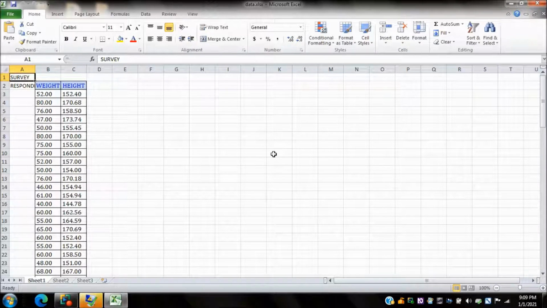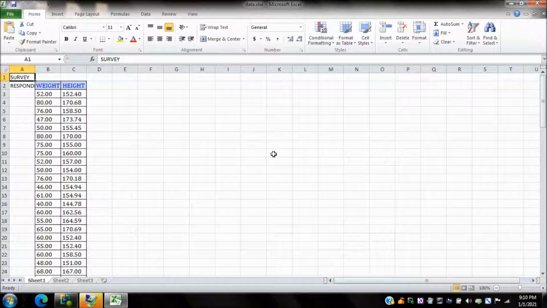So to get started, I have already opened a workbook, and this is entitled data. These are data from a survey, and I have here two variables: weight and height of the respondents in the survey. So I'll walk you through first some of the locations in this worksheet.